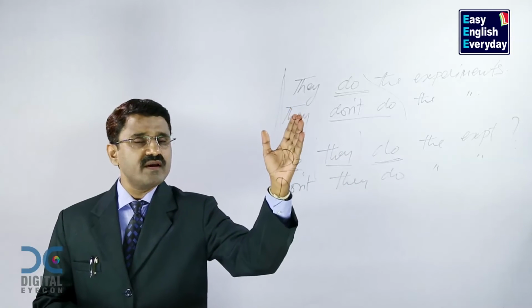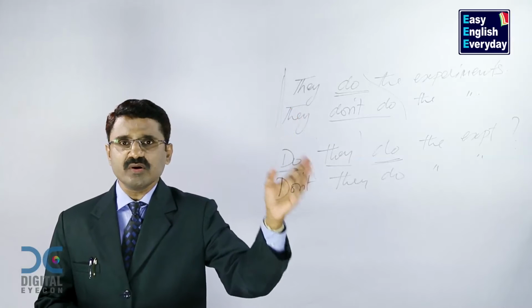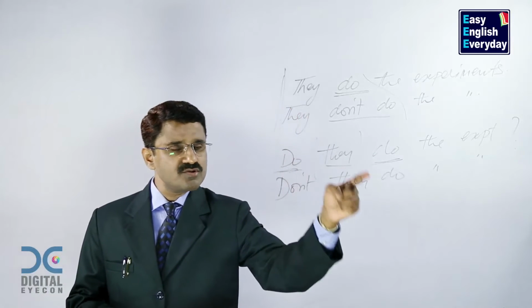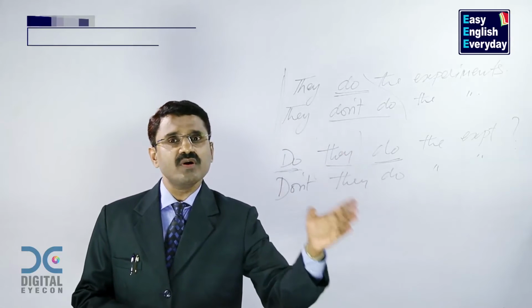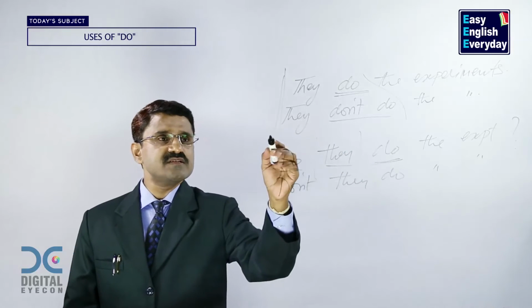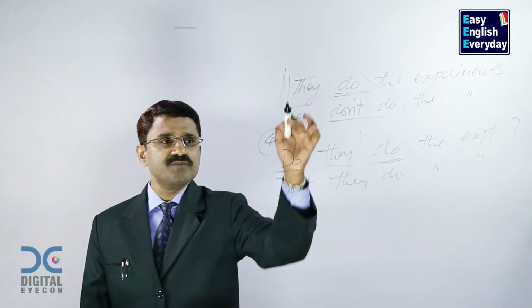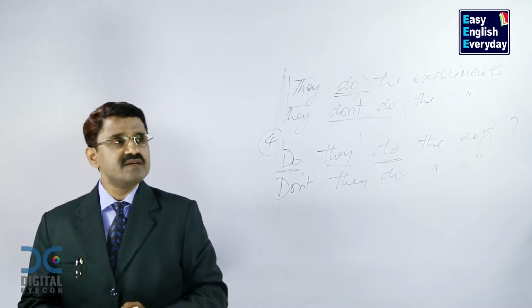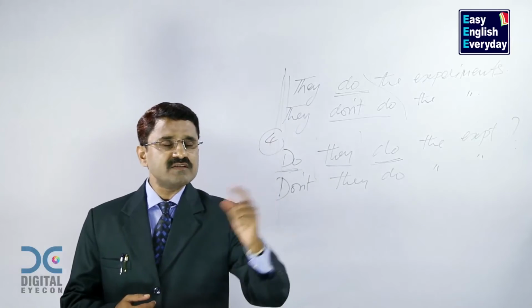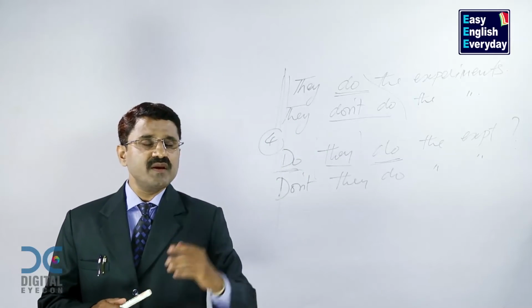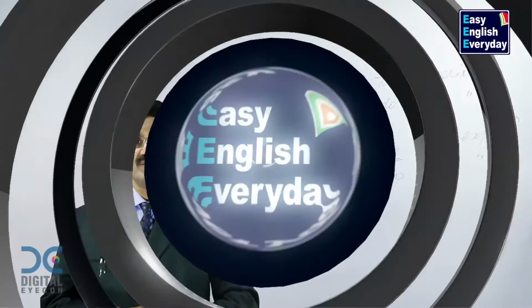They do jogging every day. They don't do jogging every day. Do they do jogging every day? Don't they do jogging every day? This is the way of making four forms with each example. This is the way we have to use do form. Now let us see how do helps me in making some more sentences.